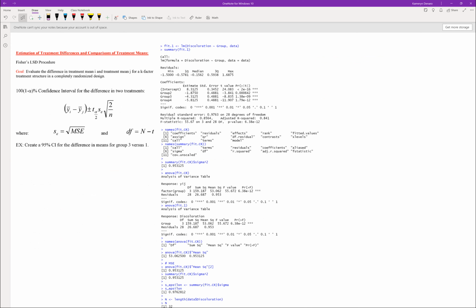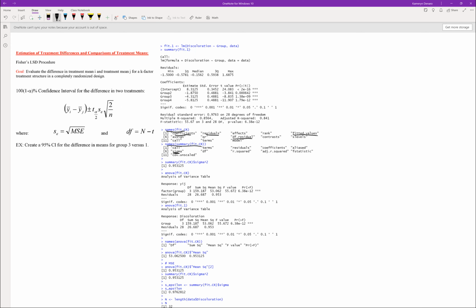So real quick, we could say, okay, what are the names of fit.cr? What are the things we can pull off? You can pull off the coefficients, the residuals, some degrees of freedom, and the fitted values, right? Similarly, everything in R is an object. So we could say, what are the names of summary of fit.cr? And one of those is sigma. And that sigma is going to be related to that s epsilon, right?